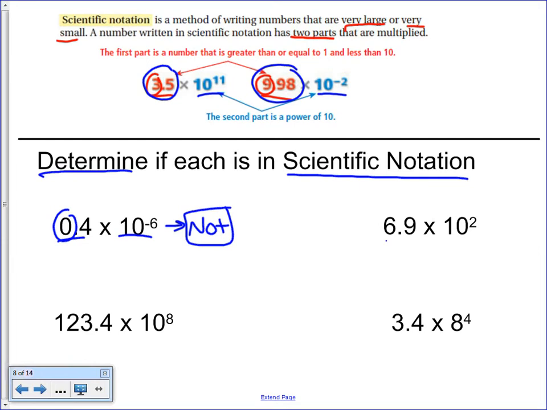Now 6.9 times 10 to the second power. 6.9 is greater than 1 and less than 10. And 10 to the second is a power of 10. So that one is in scientific notation. That one is okay.